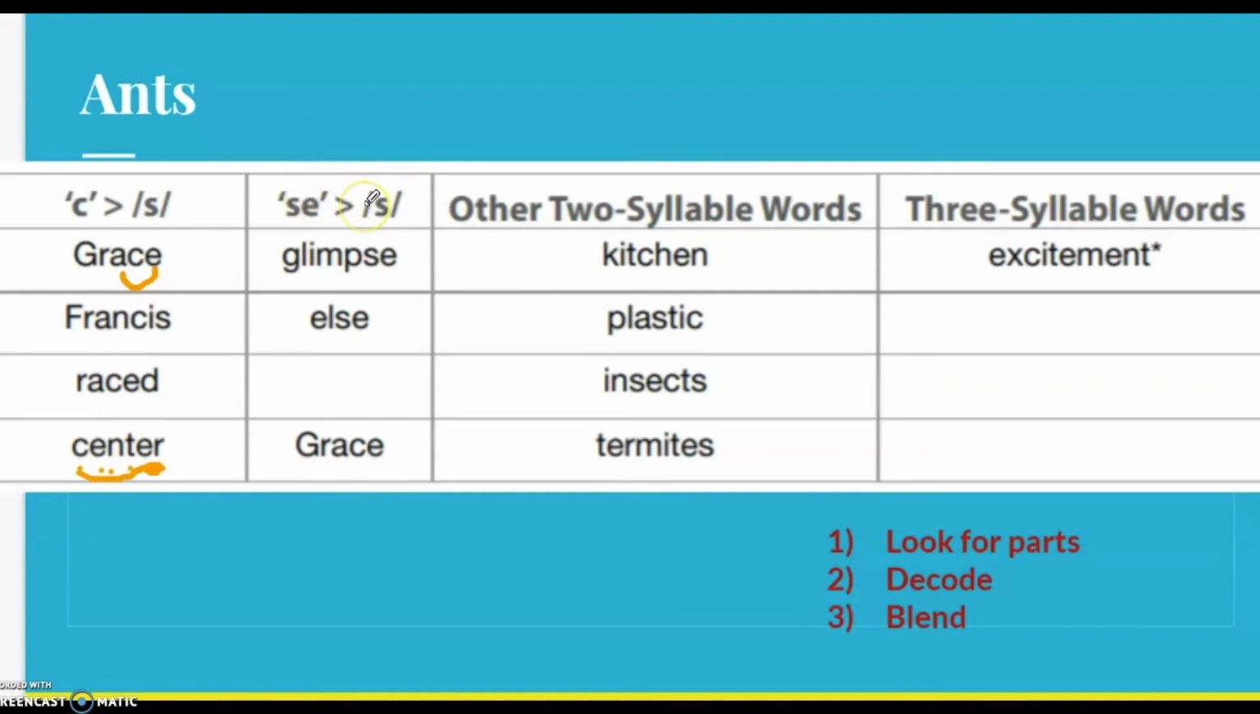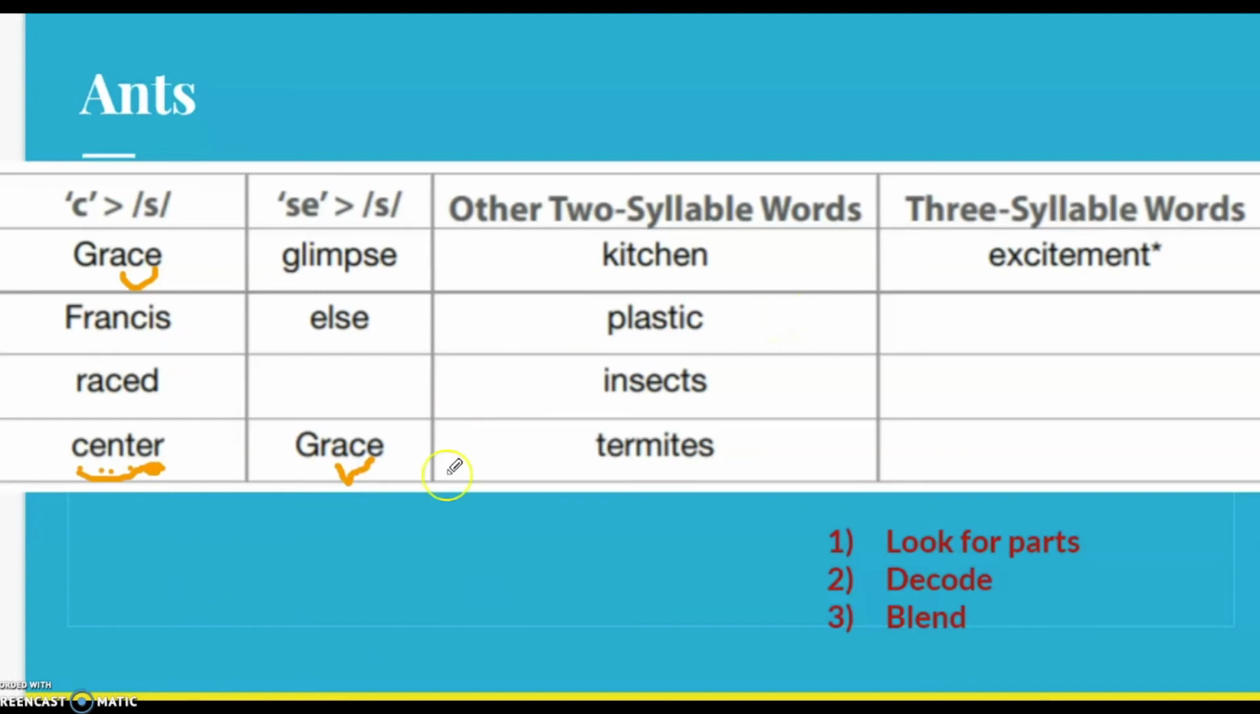S-E makes the S sound. Let's remember that for these words. Glimpse, else, and grass? Is it grass? No, it's not grass. It's Grace, you silly gooses. Yeah, Grace.